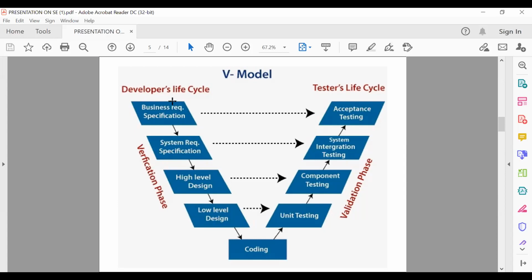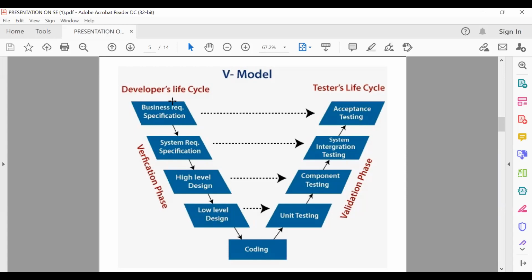For the next phase, it's high level design. The developer will create a high level design, which is the software design, and on the other side, our testing engineers will check component testing. They will check all the components, whether they are available or not, like the hardware and the other software, whether it is available with them or not.